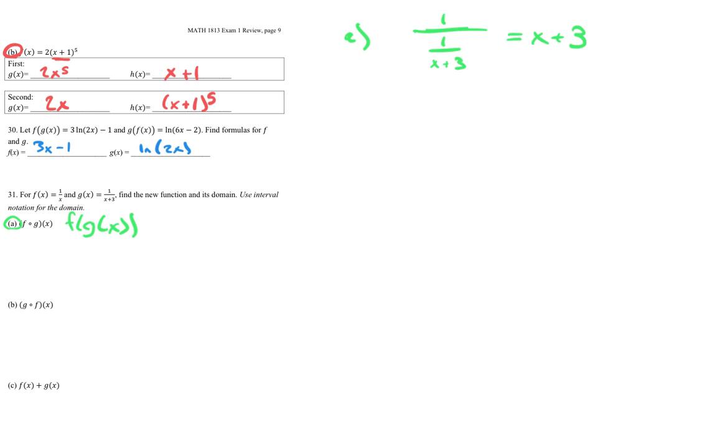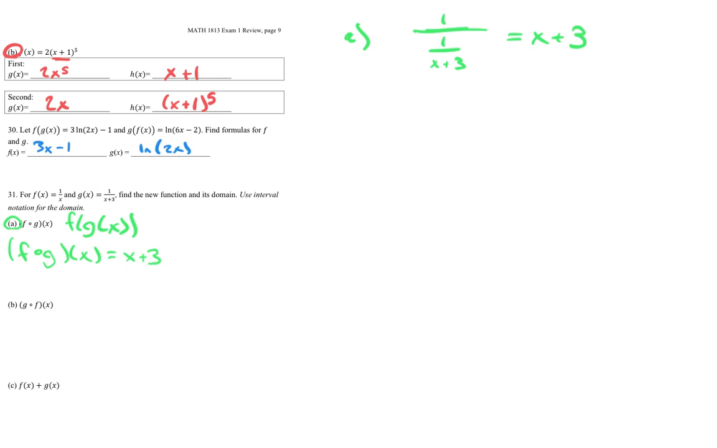Because this is like saying you have 1 over 1/2, right? So if you multiply by 2 over 2, you would get 2 over 1, right? So that's just a way you can think about it if you have a weird fraction set up. So for part A, our function f of g of x is equal to x plus 3.